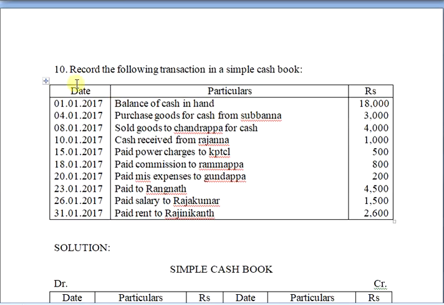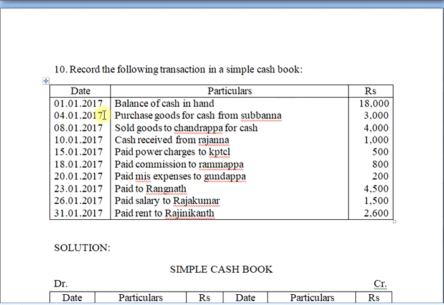The 10th problem, listen here. See page number 4.6, the 10th problem, the last problem of this simple cash book. Record the following transactions in a simple cash book. Date, particulars, rupees are given. On 1/1/2017, balance of cash in hand, 18,000, is given. This balance we should consider under the debit side. So 18,000 is the balance we have.